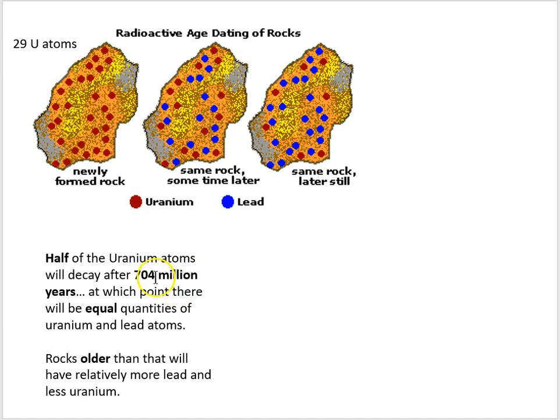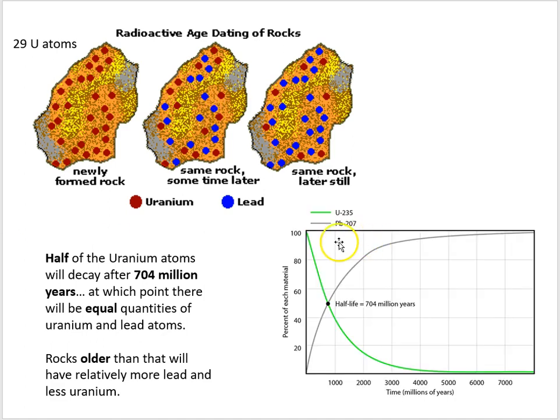Now, no scientist has been around for 704 million years, but remember, they're measuring the rate of decay, and so they can mathematically extrapolate to get the half-life. Now, rocks that are older than 704 million years are going to have relatively more lead because the remaining uranium atoms are going to undergo radioactive decay into lead. So rocks that are enriched in lead relative to uranium are older than the rocks that have equal amounts.